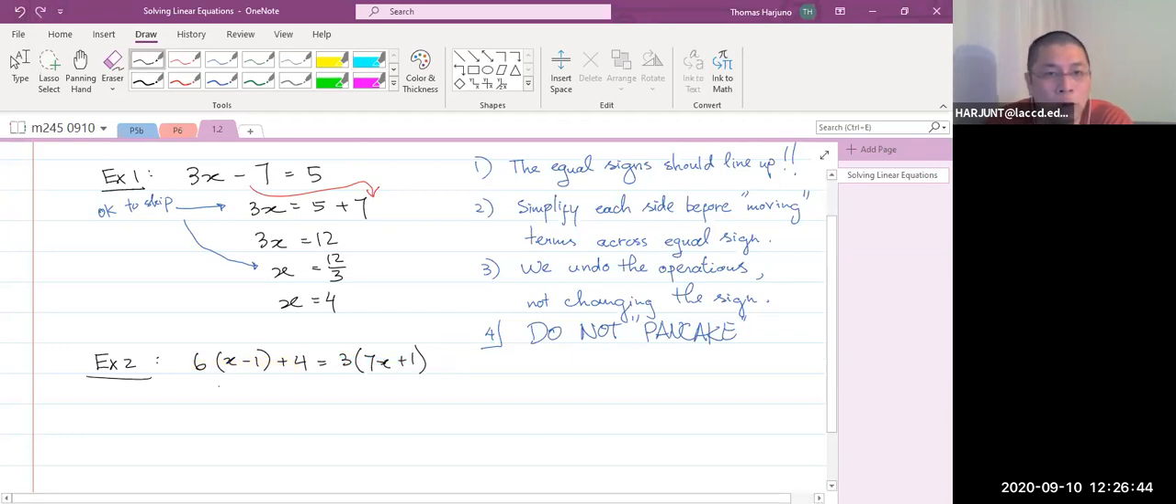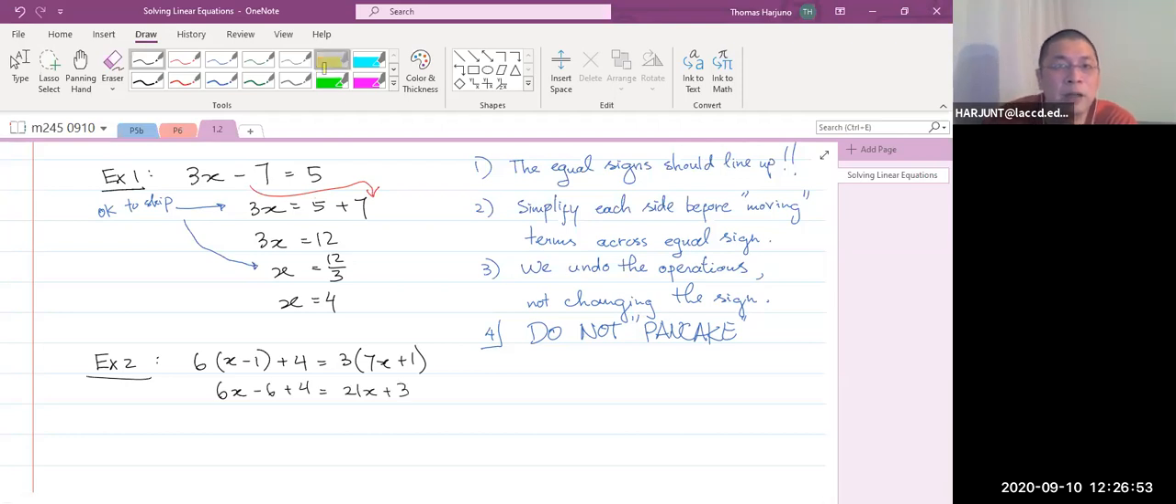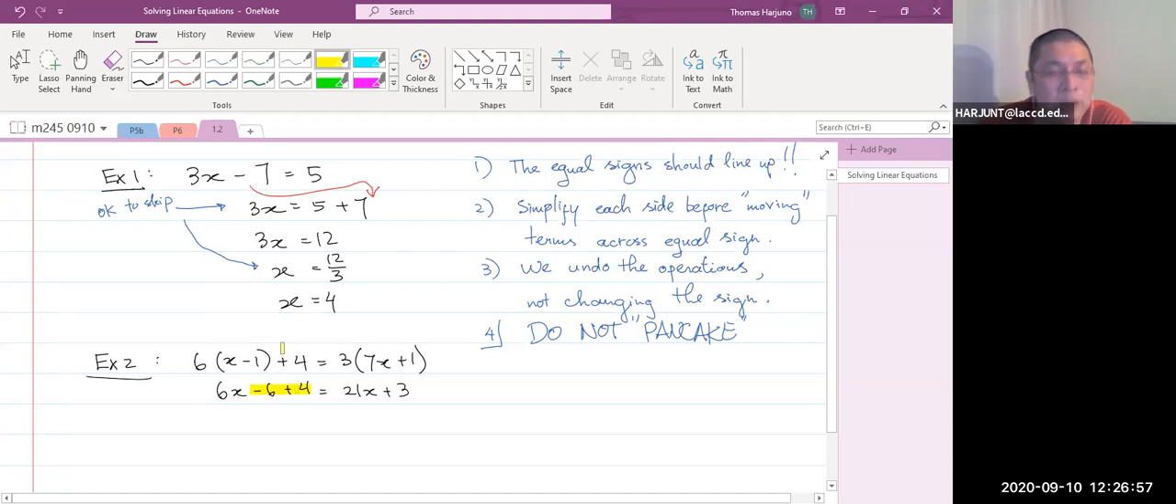So I will do 6x minus 6 plus 4 equals 21x plus 3. Simplify this first, because you can combine like terms there. So I get 6x minus 2 equals 21x plus 3. Thomas, that's what I would do. Yes, that's what you're supposed to do. But trust me, I have people showing me the work this way. The following is the wrong way.